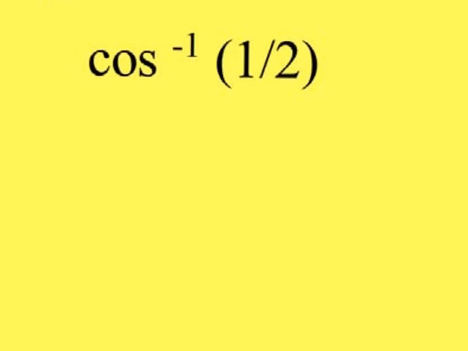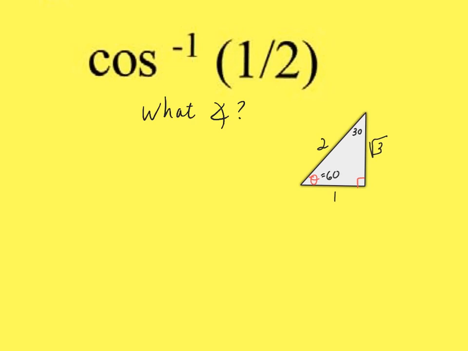So the question is, what is the angle that makes the cosine ratio be 1/2? According to things we've learned previously, if we have a 1 and a 2, then the Pythagorean theorem would give us radical 3, making this a 30, 60, 90 triangle. The angle that gives you a cosine of 1/2 is 60 degrees.